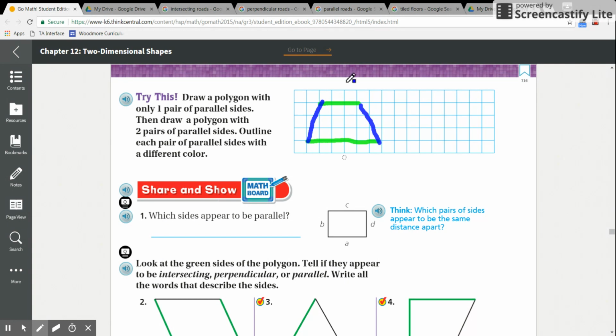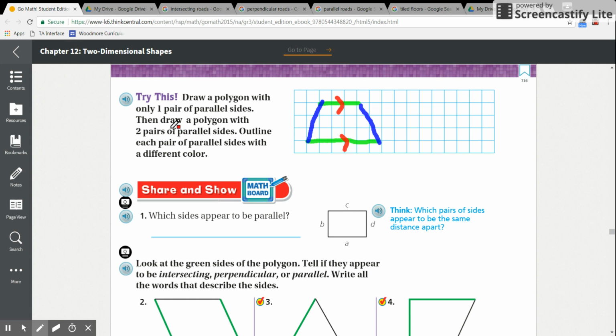You can see from the trapezoid that my top is parallel to my bottom, but my left is not parallel to my right. They are going to eventually cross up there. So in 4th grade, when you make your symbols, I put a little arrow on this one because the top is parallel to the bottom, just like so.